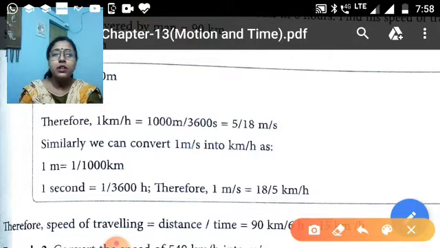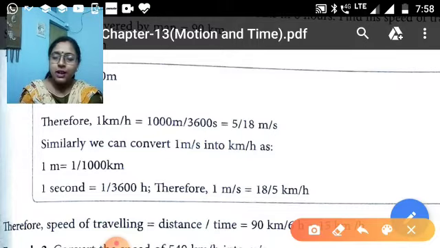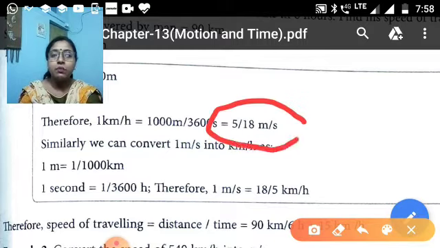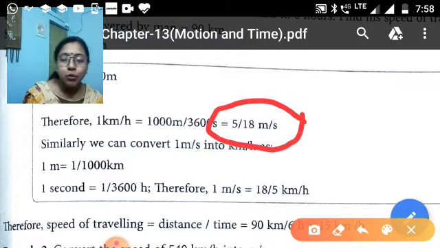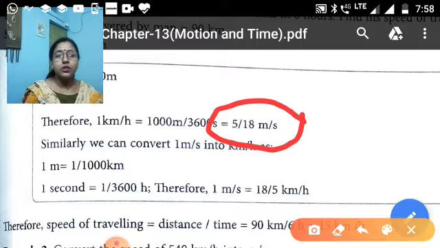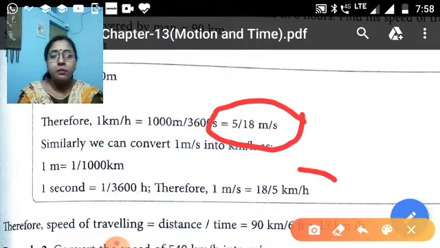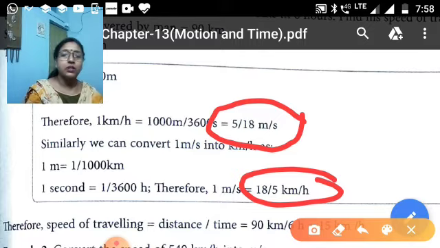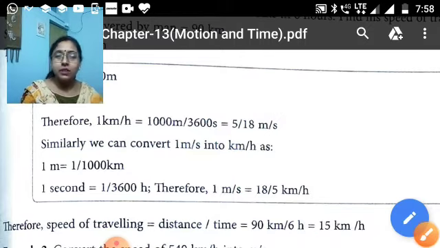Remember, to convert kilometer per hour into meter per second, that means from larger to the smaller, the relation will be 5 by 18 meter per second. And if we have to convert from smaller to larger, then the value will be 18 by 5 kilometer per hour. So in this way we can convert.